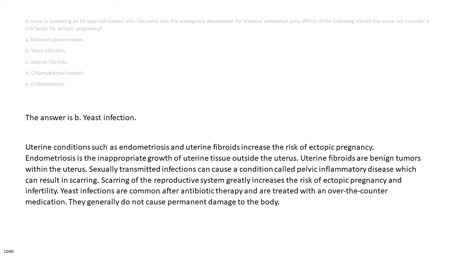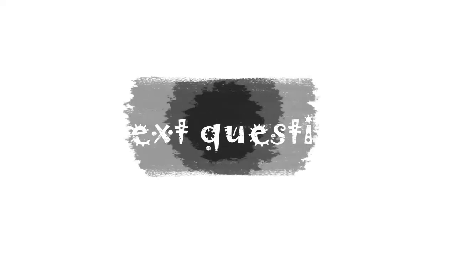Sexually transmitted infections can cause a condition called pelvic inflammatory disease, which can result in scarring. Scarring of the reproductive system greatly increases the risk of ectopic pregnancy and infertility. Yeast infections are common after antibiotic therapy and are treated with an over-the-counter medication. They generally do not cause permanent damage to the body.